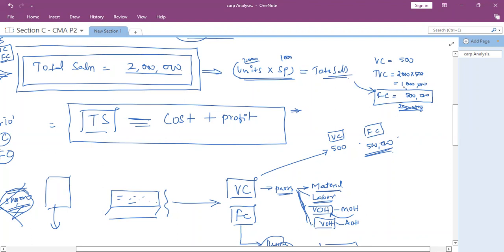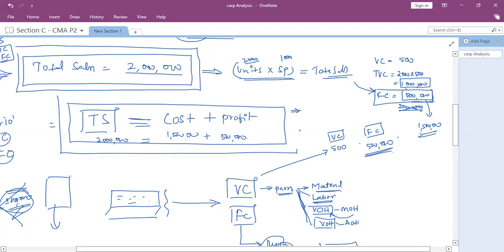So what is your total variable cost? 1 million. What is your fixed cost? 500,000. What is total cost? 1.5 million. So I'm writing here 1,500,000. Total sales how much? 2 million. What is the profit? 500,000.